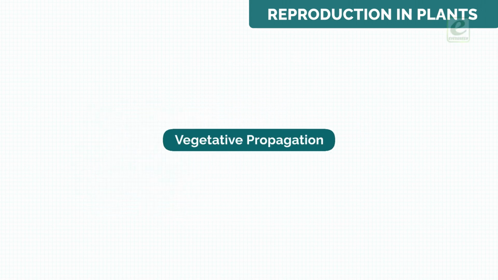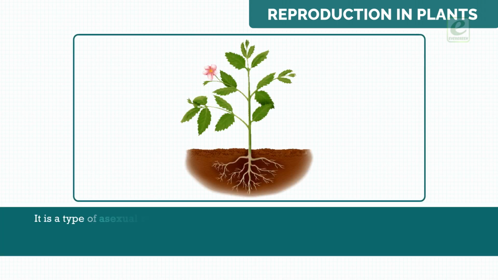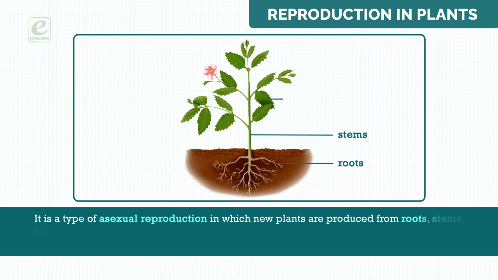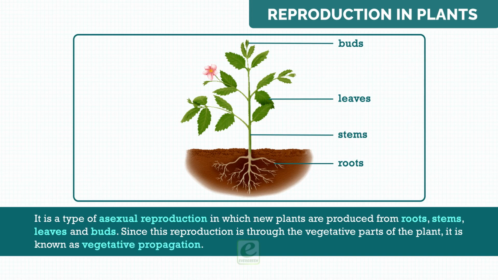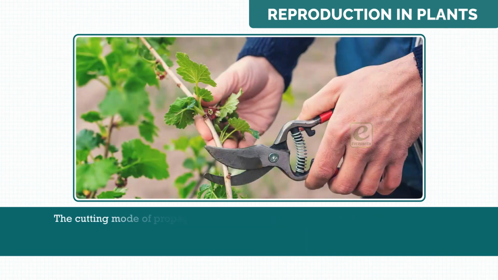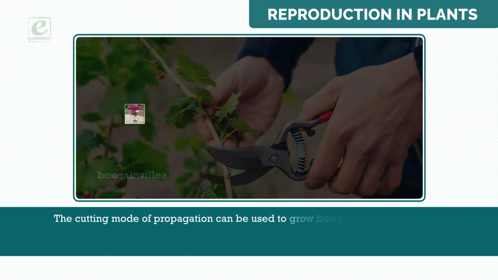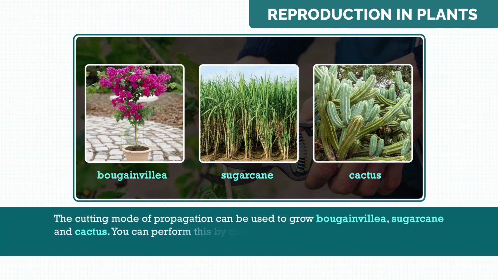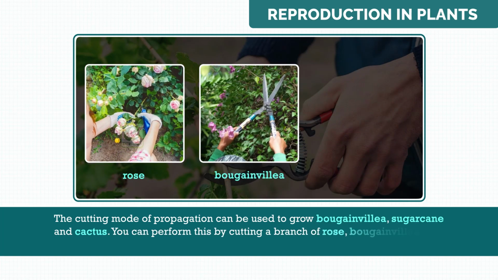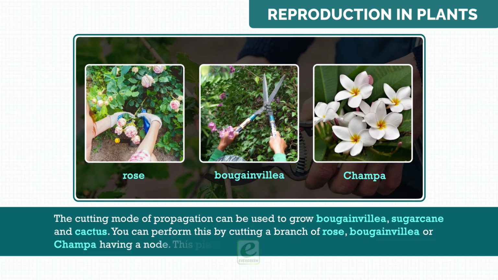Vegetative propagation. It is a type of asexual reproduction in which new plants are produced from roots, stems, leaves, and buds. Since this reproduction is through the vegetative parts of the plant, it is known as vegetative propagation. The cutting mode of propagation can be used to grow bougainvillea, sugarcane, and cactus. You can perform this by cutting a branch of rose, bougainvillea, or champa having a node. This piece of branch is known as cutting.